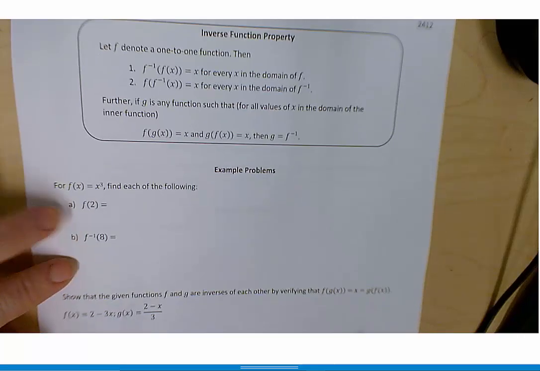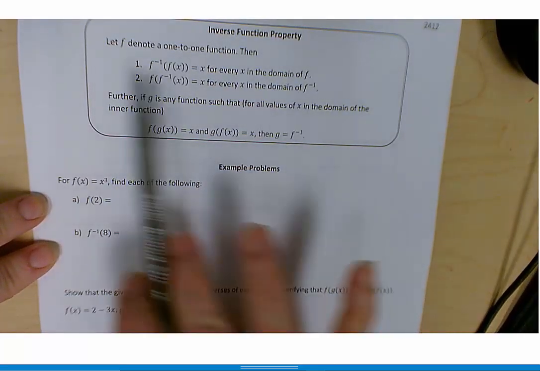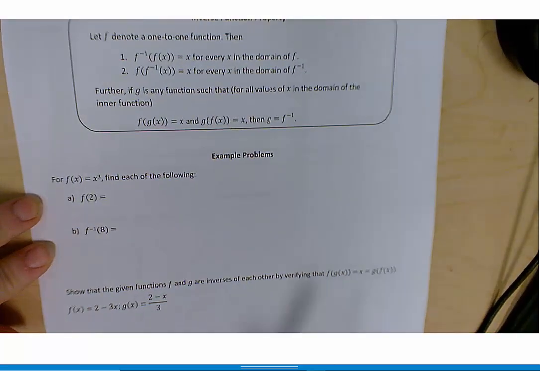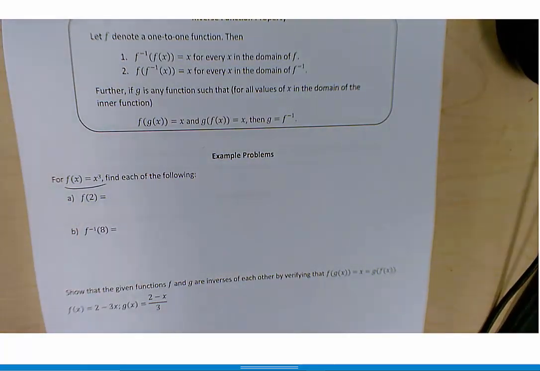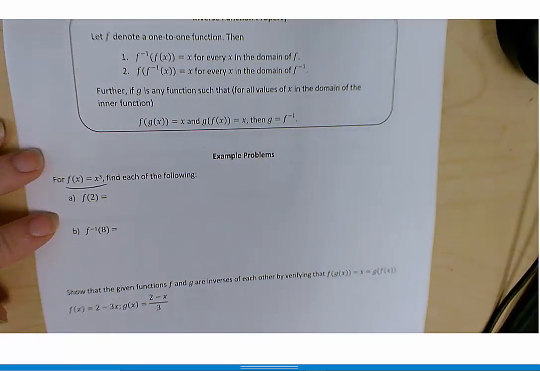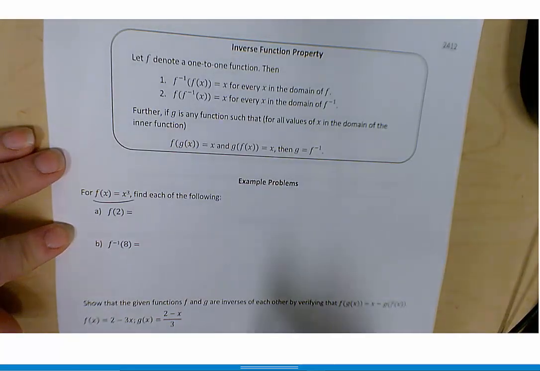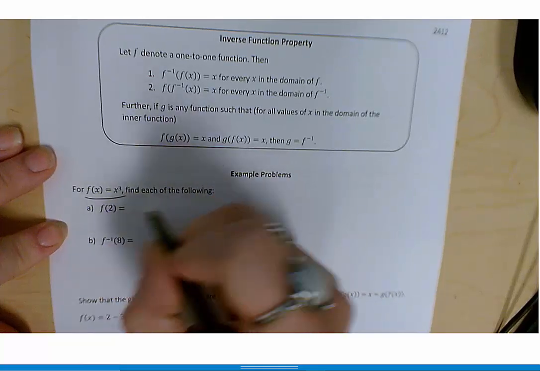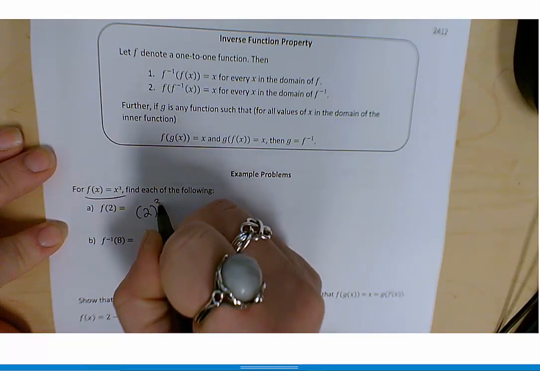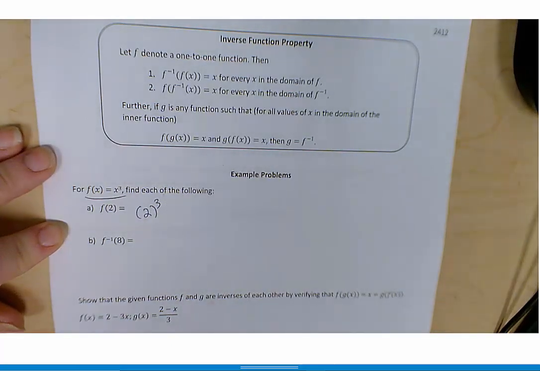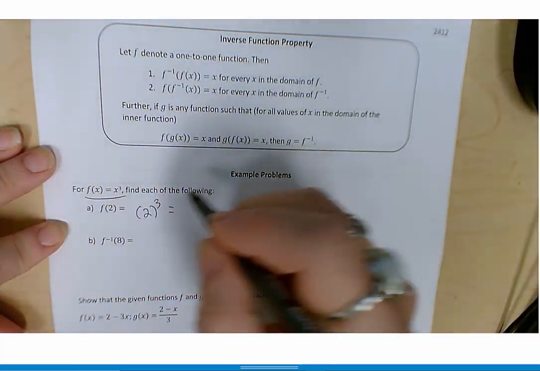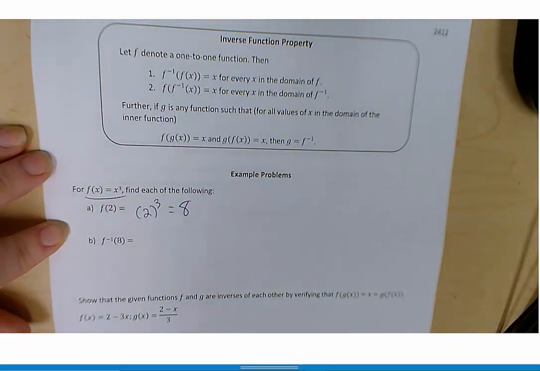Otherwise, I'm going to go ahead and jump into these two examples that we have here before I explain these top notes. For these first examples, it says for f of x is equal to x cubed, find the following. It wants us to find f of 2. Well, if we're finding f of 2, that means we are plugging 2 into our function, which is just x cubed. So now we have 2 cubed, and 2 times 2 times 2 is an 8.